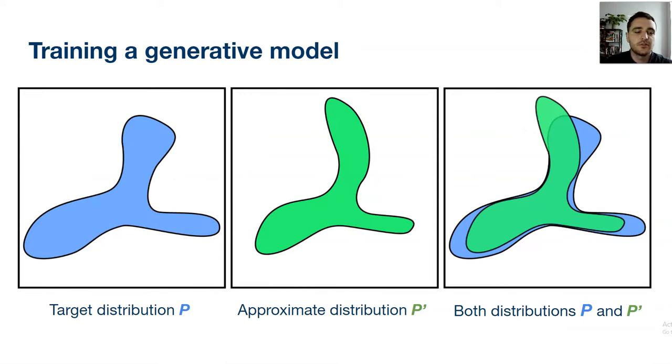In the distribution view, on the left is our target distribution, and after training, in the middle, we have our approximate distribution P prime, which is colored green. And on the right, we can see these two distributions overlaid. So the generative model is not always going to perfectly reproduce the distribution. It might miss out modes, but it also might generate things that don't lie in the original data distribution.